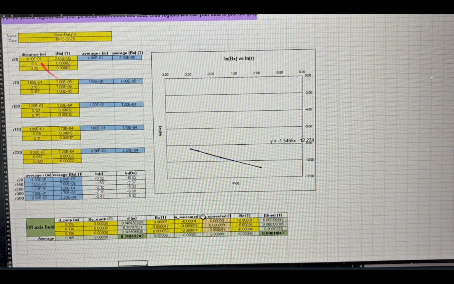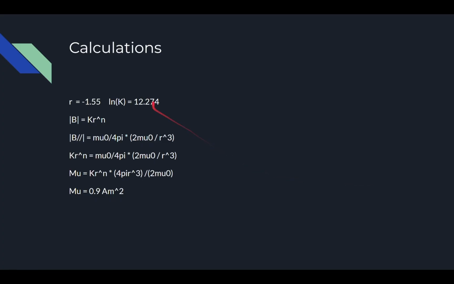Here's all the data we collected at the distances and the magnetic fields here, and the averages taken from the 3 measurements. And down here we have our D and our D perp, which are used later on in the code. We also have the By from the Earth, which we subtract, and then we end up with B net down here, 0.001, the magnitude of the total. And we get this graph here, which has this equation calculated, which is negative 1.5465x minus 12.274, which these two numbers right here will be very important in just a second, which are both derived from the straight line from the graph. And here they are right here.